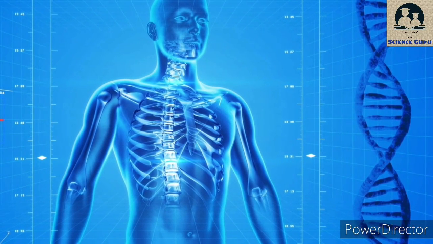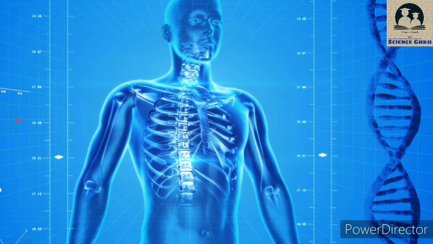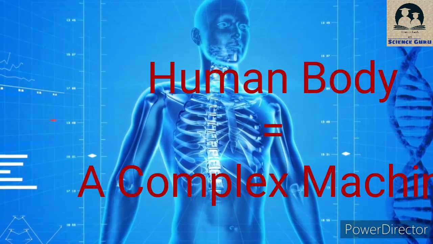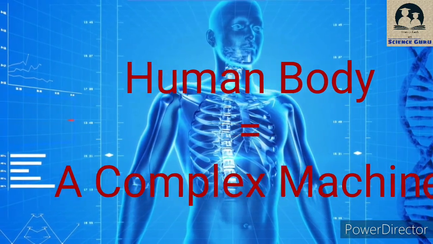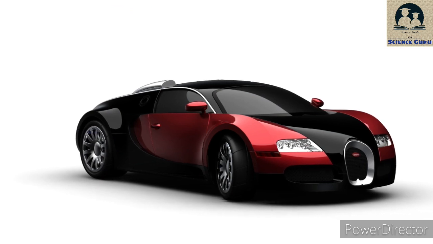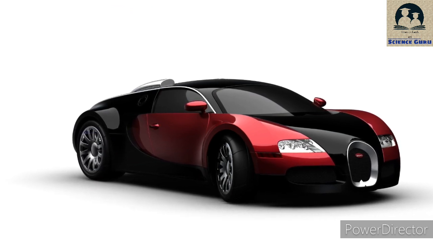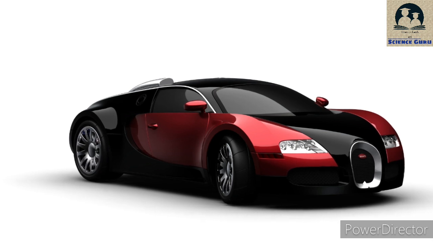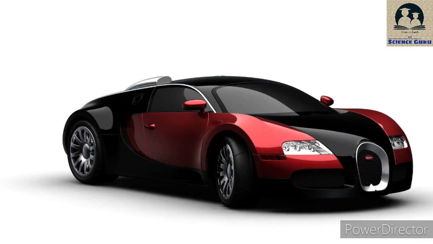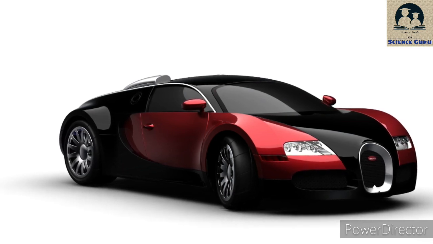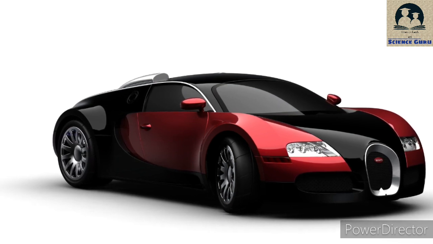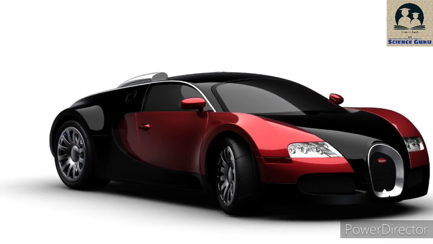Whenever I take classes about the human body, I always use the term complex machine. Yes, our body is a complex machine and it can be compared to a car. We know that a car has many parts like tires, doors, steering, seats, body, etc. Each part has its own functions. If one of the parts is not working properly, it will affect the entire performance of the car.